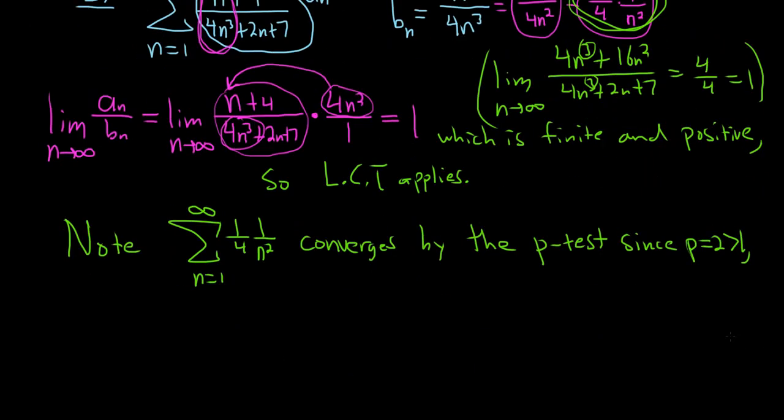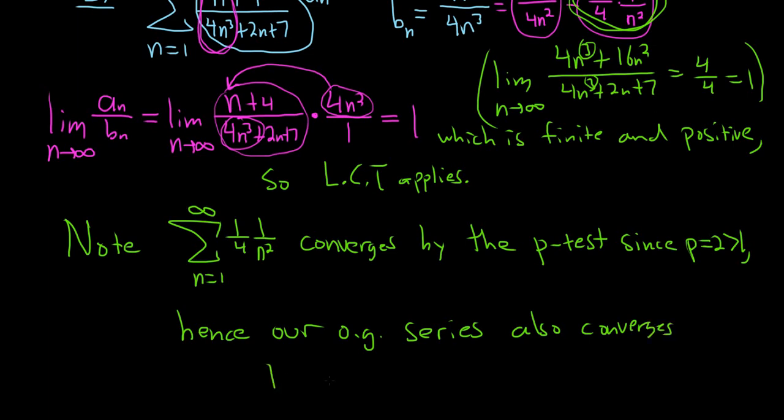So what does that mean? That means that our original series also converges. So hence, our OG series, original, also converges by the LCT. And it's pretty much like a little proof. So I like to put a little box with an X. I mean, these problems, they're almost like little proofs. Everything is justified in a really elegant way.